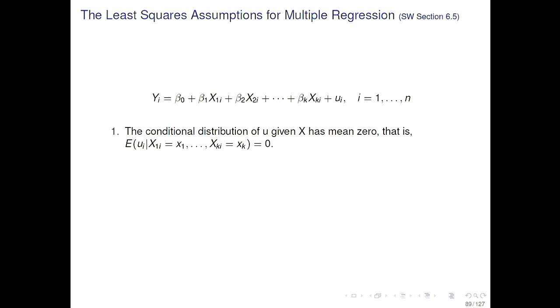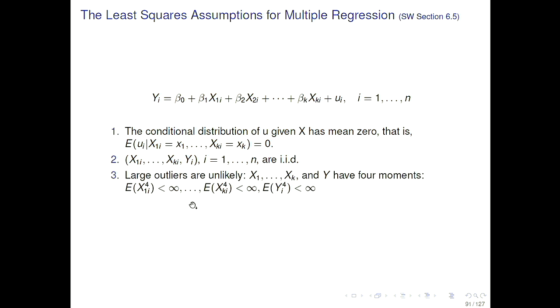So let me review the least squares assumptions for multiple regression. These assumptions are almost identical to the three assumptions for least squares regression when we have a single regressor. The first one is comparable to the first condition that we have seen. The only difference is we have many variables. Second, we assume that data are IID from some population distribution. This is identical to the previous one, but again, we have many regressors. And large outliers are unlikely. This is exactly the same as before, except for the number of regressors.